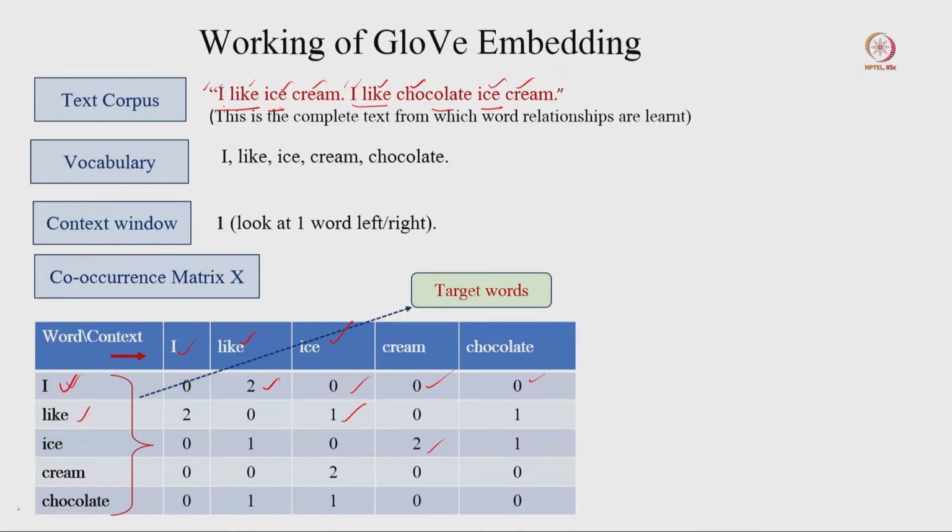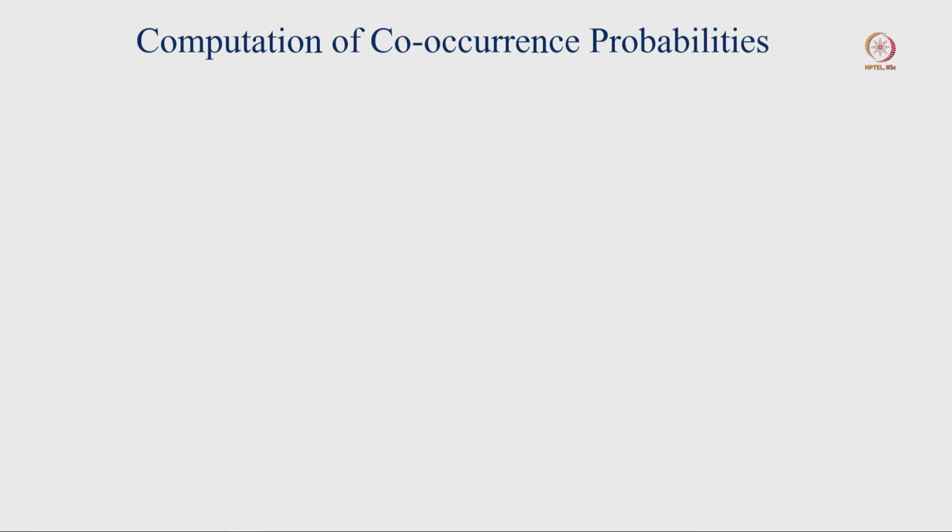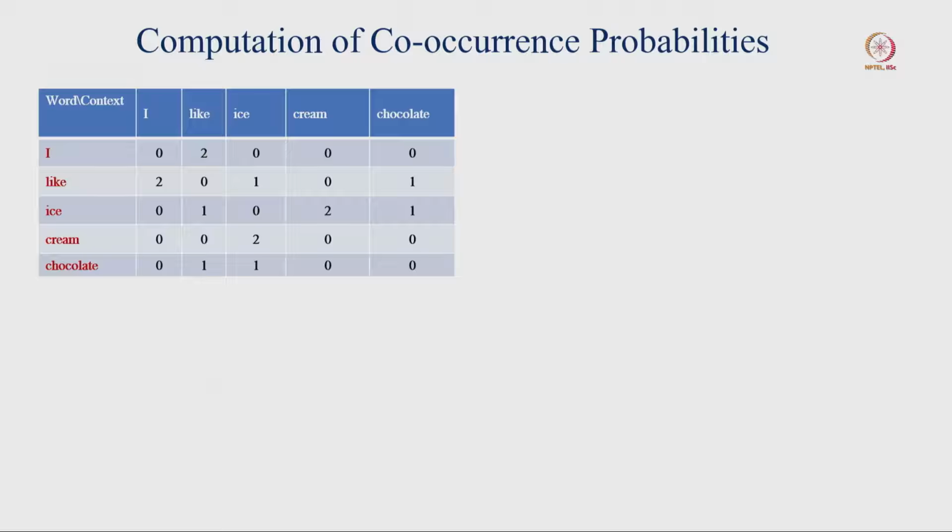Then once we have this co-occurrence matrix, we have to compute the co-occurrence probabilities. So, how do we do that? I have kept here in this slide the co-occurrence matrix once again, and then we will see how to calculate the co-occurrence probability. For that, what we have done is taken the row sum. Row sum means whatever numbers are coming here: in the first row it is 2, there are no other numbers other than 0, so the row sum is 2.